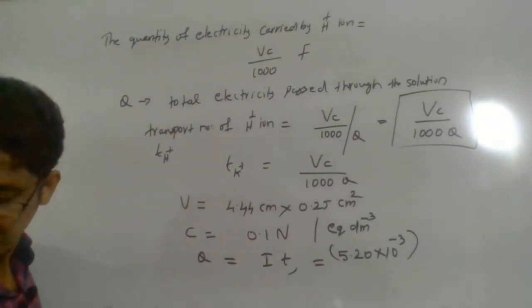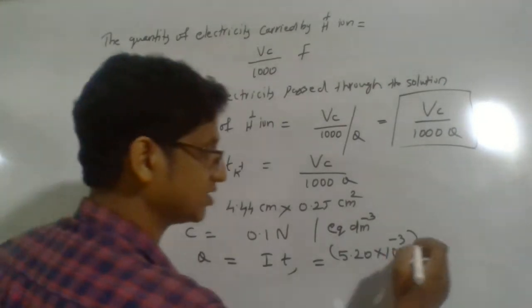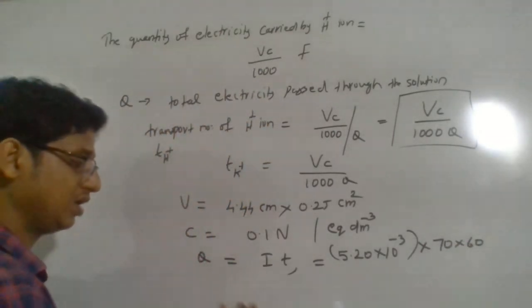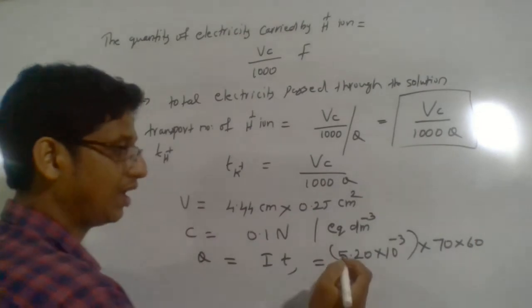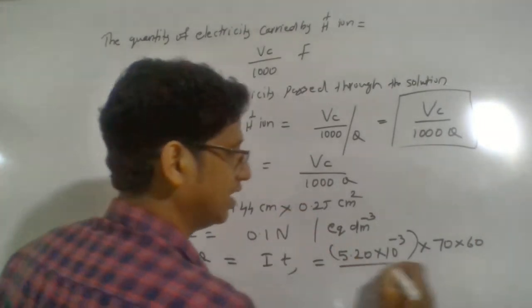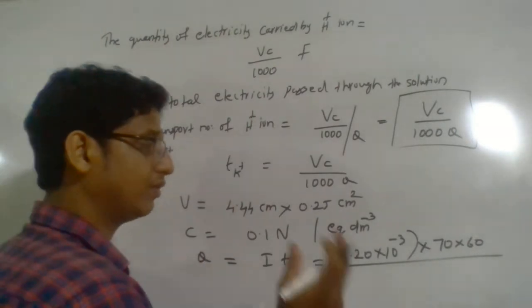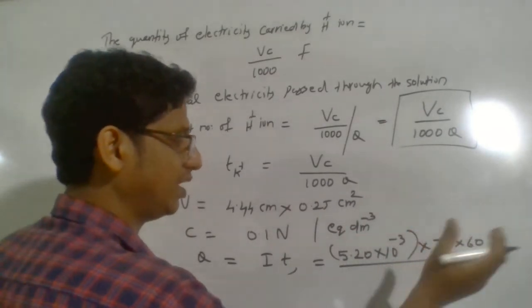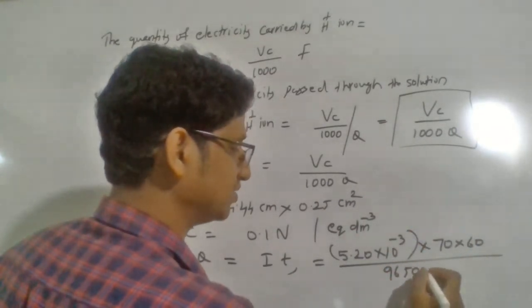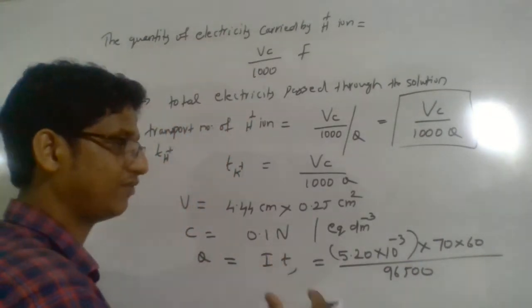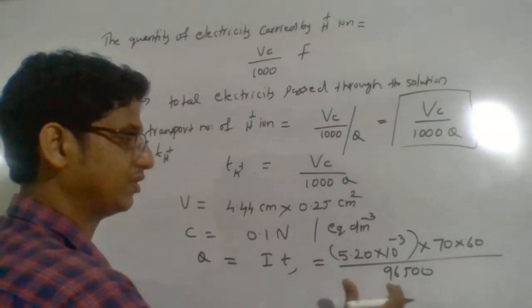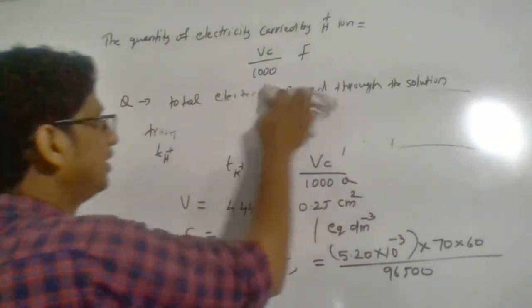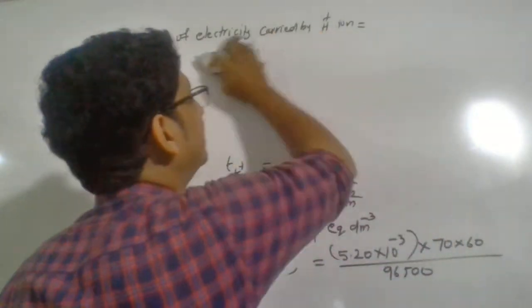Then the time is also given, how long it has passed. It is 70 minutes. Remember, minutes should be converted into seconds. This will give you the amount of electricity that passed through the solution. And now remember, you have to convert it into farad. We know 96500 coulomb is equal to 1 farad. So whatever electricity we obtain in coulomb, divided by 96500, will convert it into the unit farad. Now everything is done, so let us substitute.